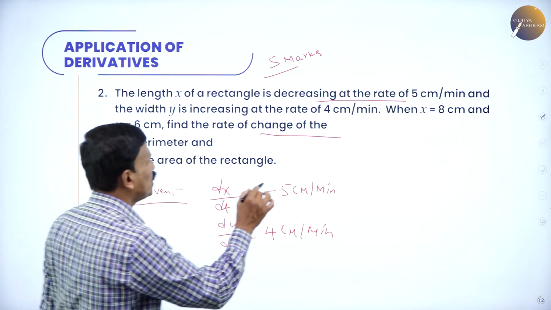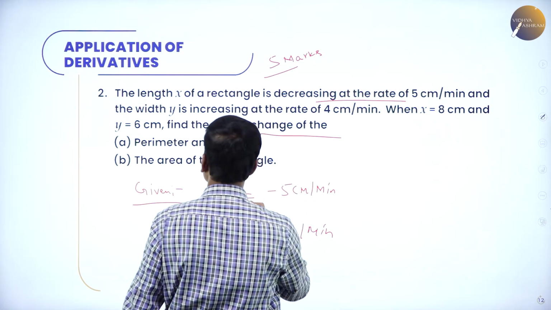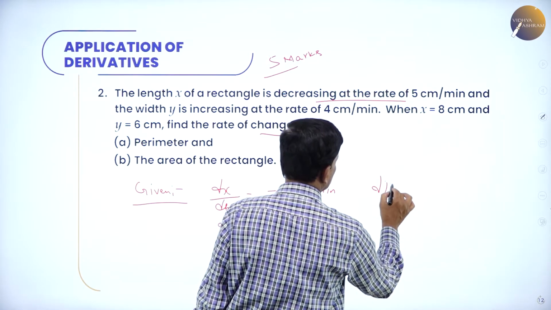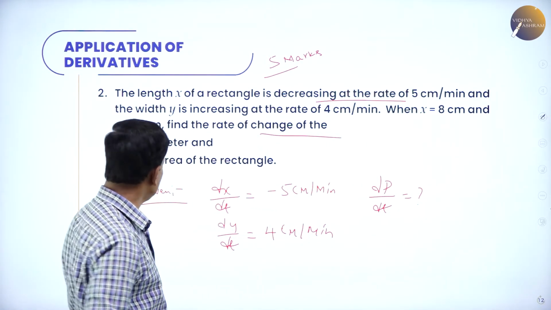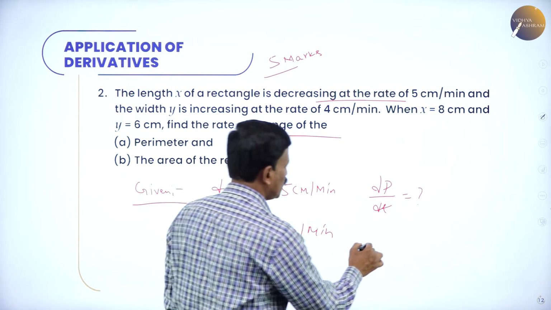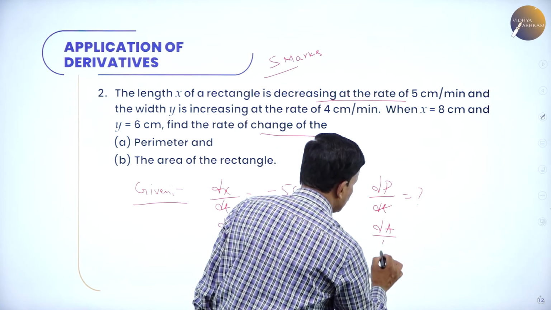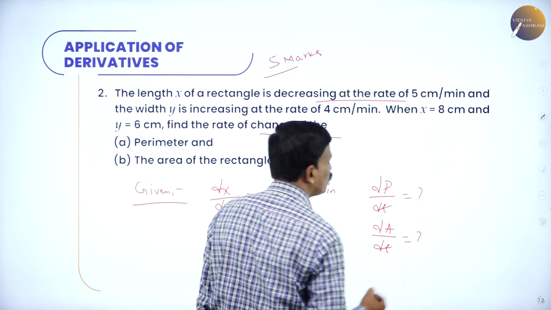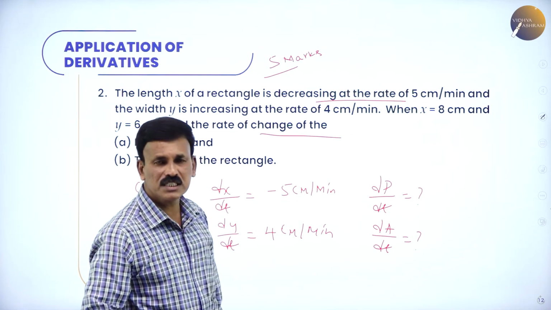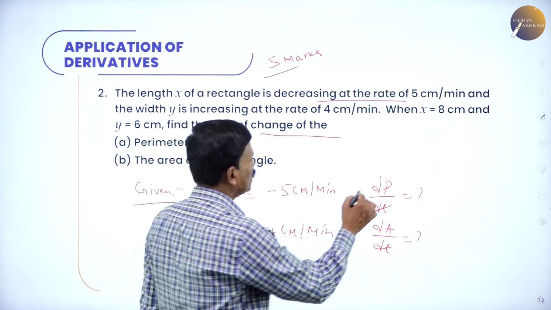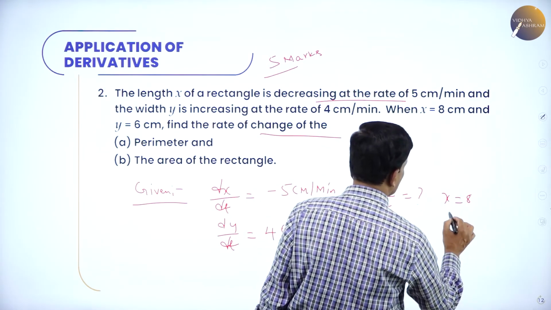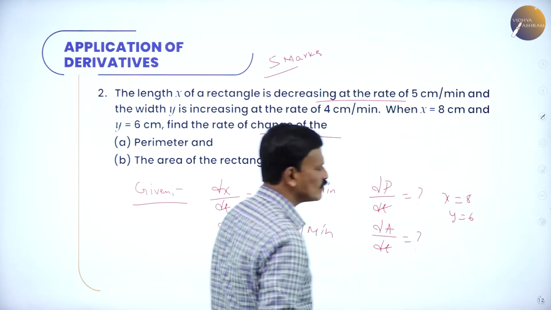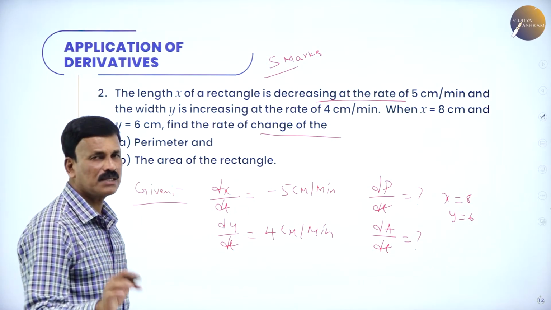What is required to find? To find the perimeter, if P is the perimeter, dP by dt, and the area of the rectangle, if A is the area, then dA by dt. This is required to be determined when x is equal to 8 centimeters and y is equal to 6 centimeters. This is the problem. Okay, very simple problem.